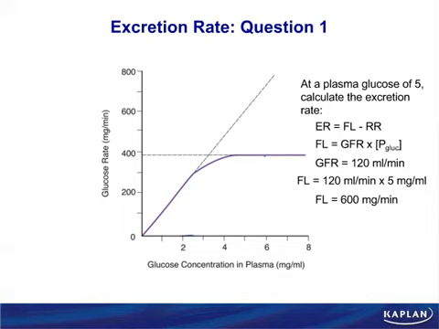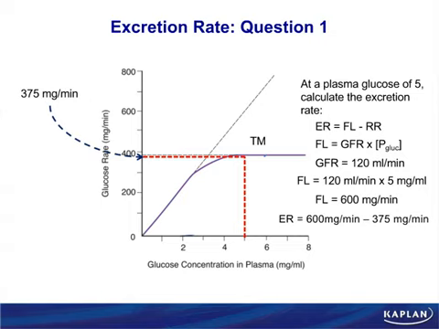That's your filtered load. At a plasma glucose concentration of 5, what is your reabsorption rate? You are reabsorbing at transport maximum. Therefore, the answer is the reabsorption rate is 375 milligrams per minute. So now the excretion rate is going to be 600 milligrams per minute minus 375 milligrams per minute. The excretion rate will come out to be 225 milligrams per minute.